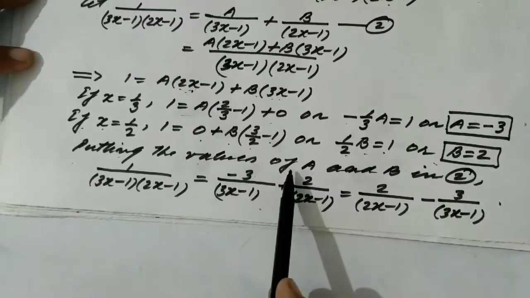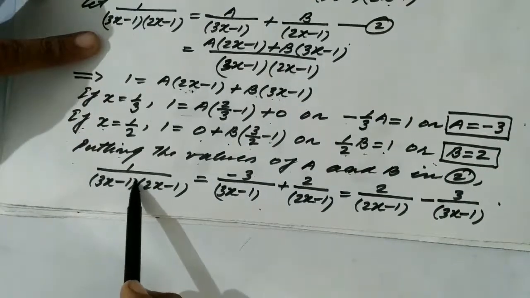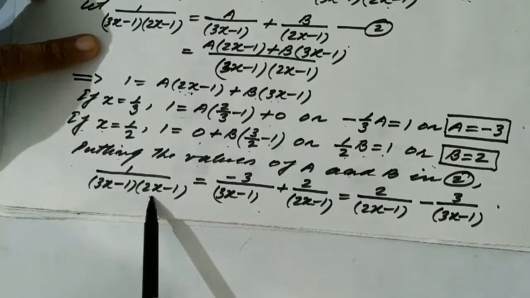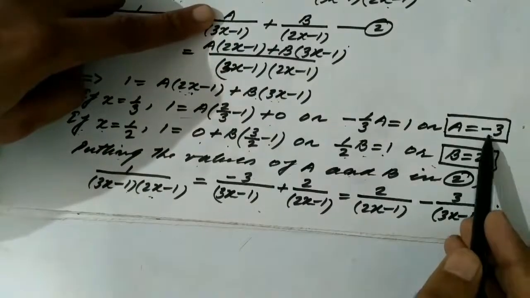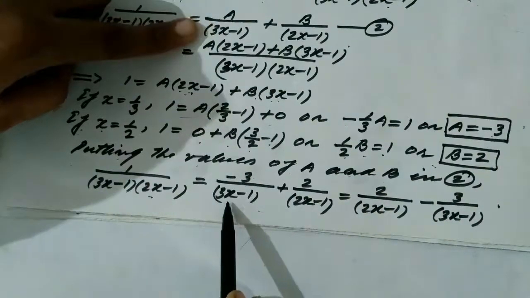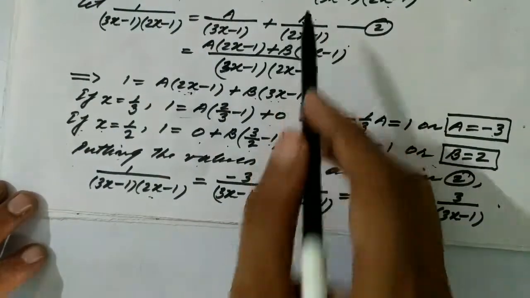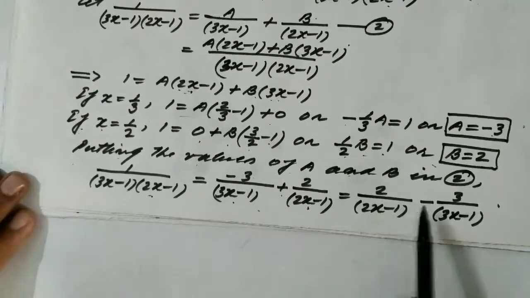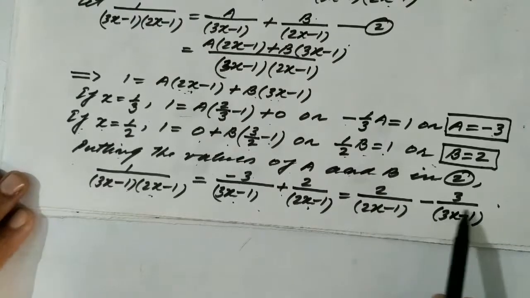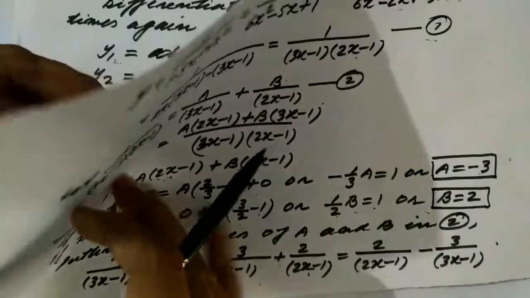Now putting the values of A and B in equation number 2, we get 1 upon 3x minus 1 into 2x minus 1 is equal to, A is equal to minus 3. So we substitute here, we get minus 3 upon 3x minus 1, and putting B is equal to 2 here in this term, we get plus 2 upon 2x minus 1. So writing this term first and this later, we may write 2 upon 2x minus 1 minus 3 upon 3x minus 1. Now let's go to the next step.